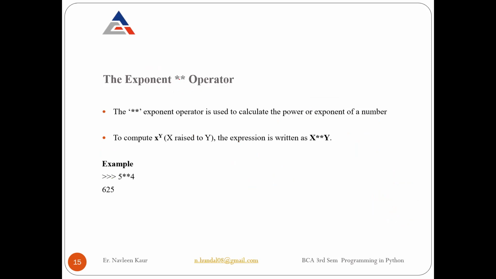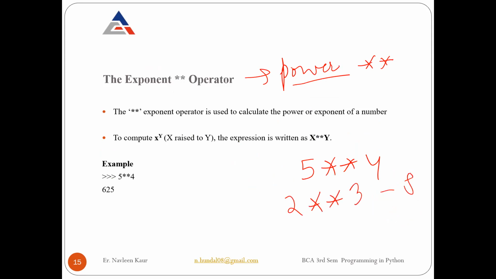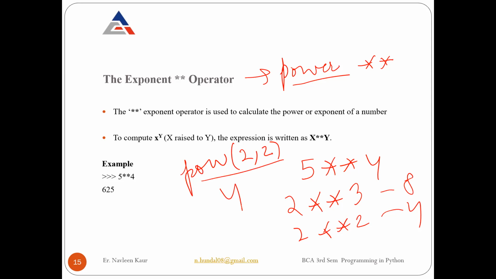Now this is the exponent operator. This is known as the power operator. I told you about it already in the lab, and it is represented by 2 stars. If you want to find the power of two numbers, suppose I want 5 raised to power 4, that is 625. 2 raised to power 3 is 8. 2 raised to power 2 is 4. So this exponent operator is the power operator. And we have done one function also, pow(2, 2). This is also one way of calculating the power. You can either use the exponent operator or the power function. That's up to you.